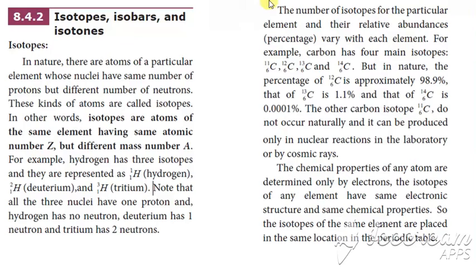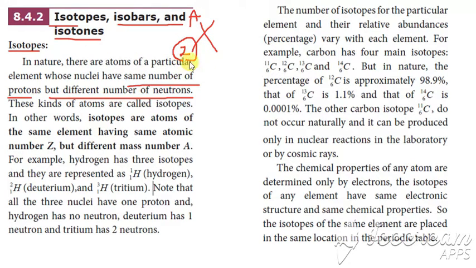Next, we are going to see isotopes, isobars, and isotones. First, what is meant by isotopes? Isotopes are elements which have the same number of protons but a different number of neutrons. As we know, the element is written as X with mass number A. The number of protons is the same, and the number of neutrons is different. If you subtract this, that gives you the number of neutrons, is it not?